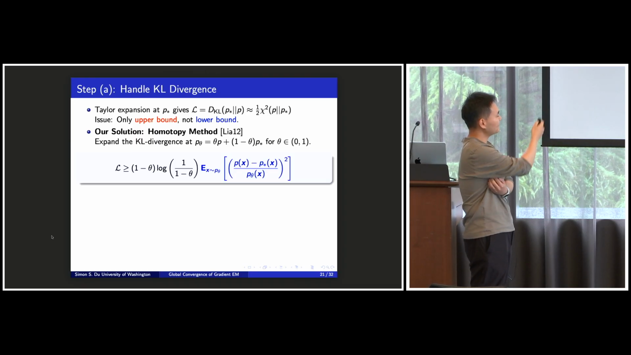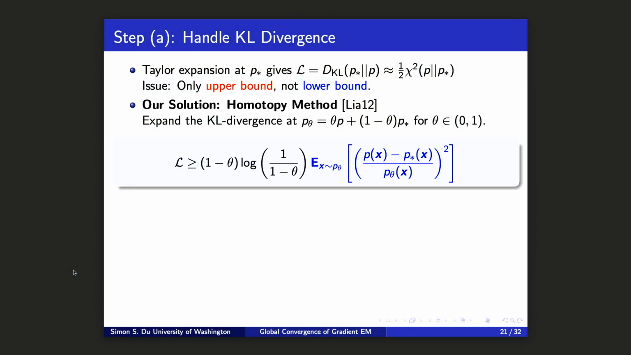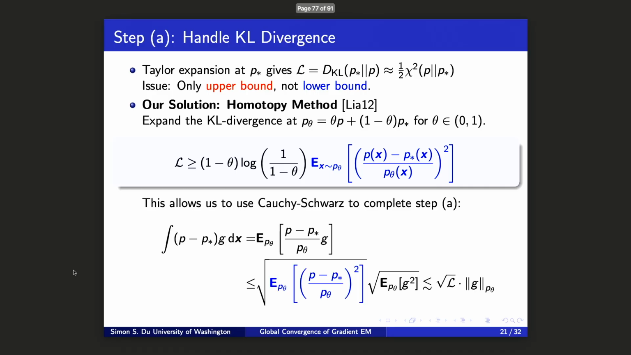Okay, so this is an existing inequality that's very useful. You can lower bound the KL divergence. It's lower bounded by 1 minus theta times the log of 1 minus theta, and then I can relate the KL divergence to something that is quadratic, which we know is easier to handle. All right, so here, basically, we'll use this inequality.